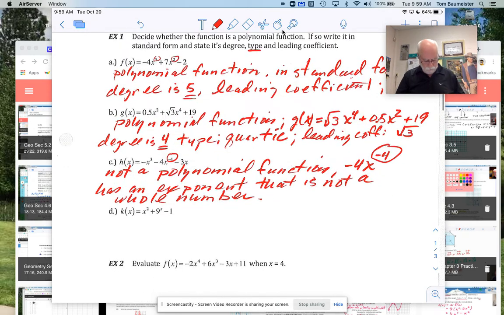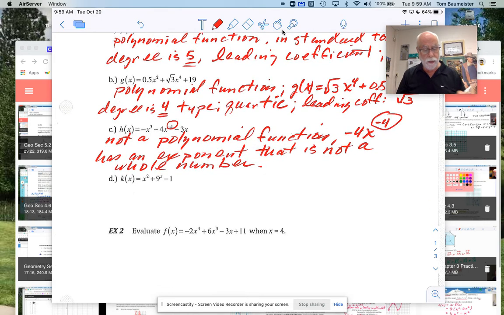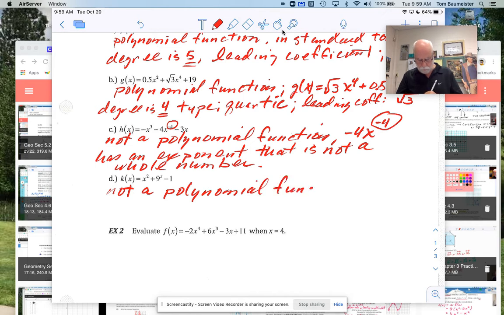Okay, and finally for D, our last one here. Let's see, k of x is equal to x squared plus 9 raised to the x power minus 1. Right there, that should also tell you, ladies and gentlemen, it's not a polynomial function. Because for our 9 raised to the x power, x is not a whole number.